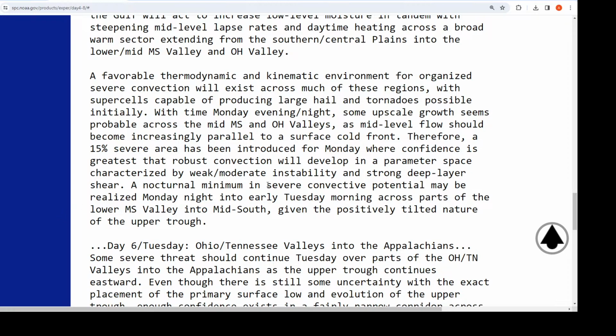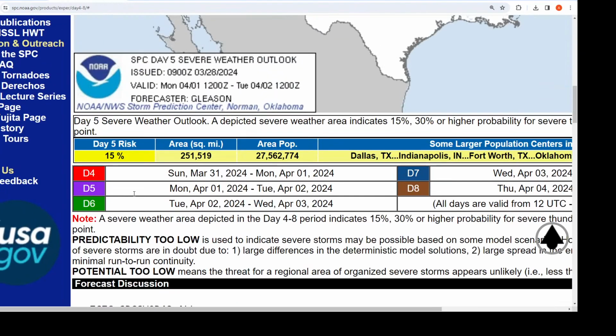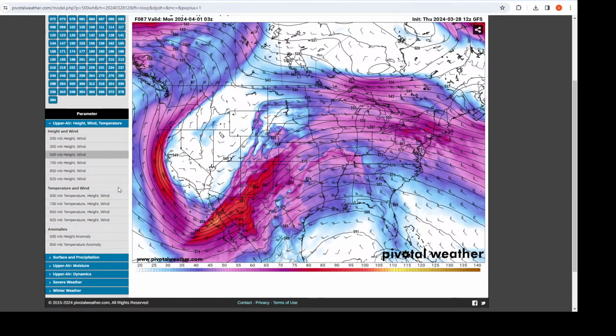A nocturnal minimum in severe convective potential may be realized Monday night into early Tuesday morning across parts of the lower Mississippi into the Mid-South, given the positively tilted nature of the upper trough. So the supercells are capable of producing large hail and tornadoes. And as we go later into the evening, into the night, of course, there's going to be those supercells.